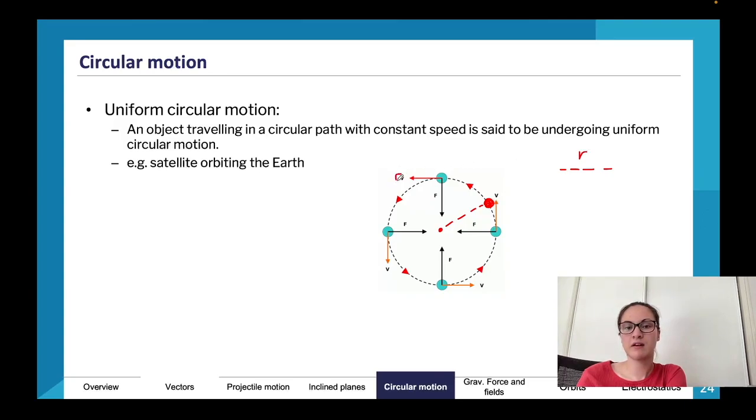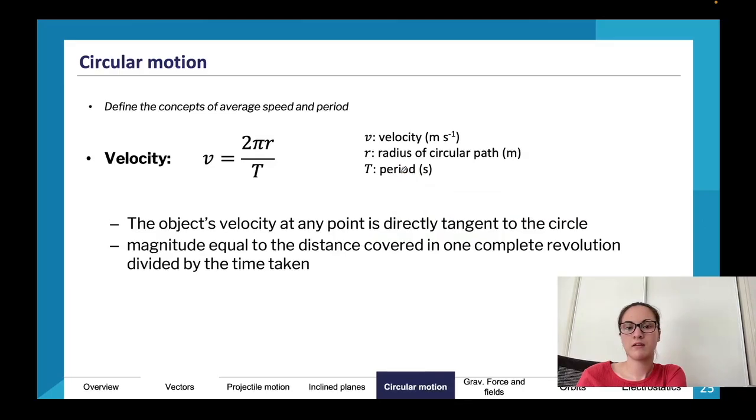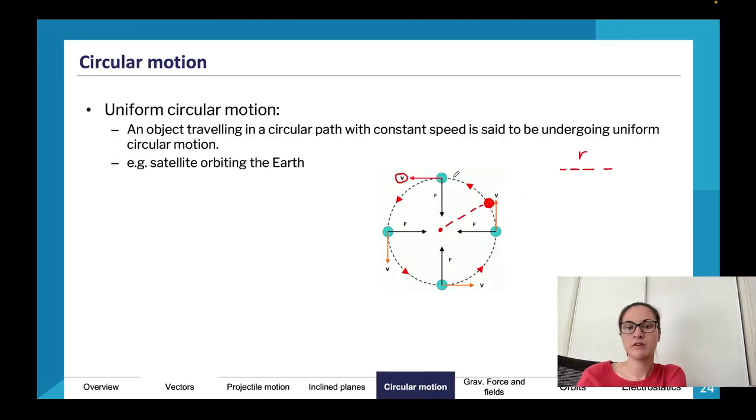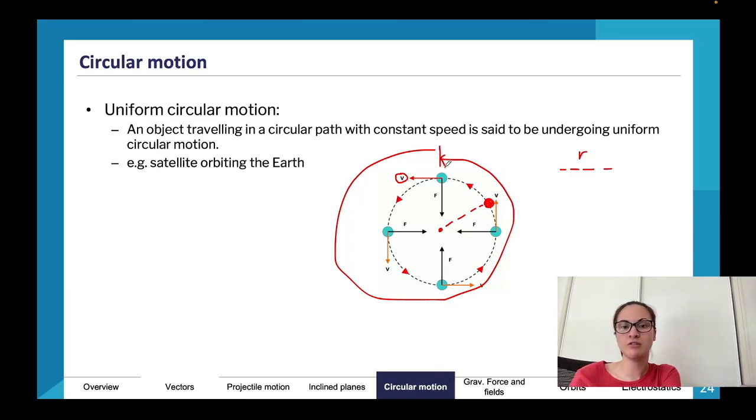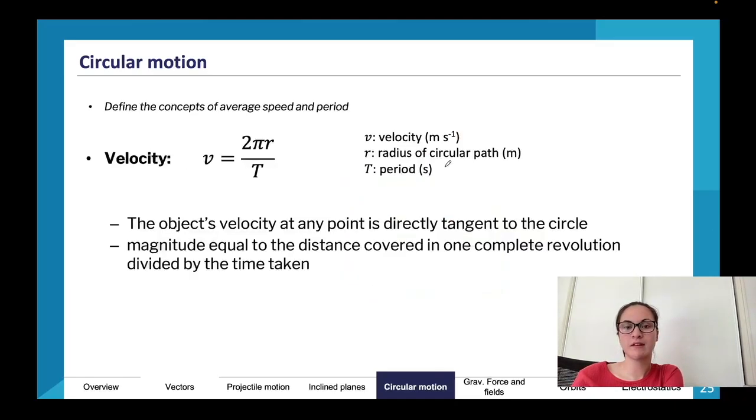Obviously you've got the velocity there, and then you've got the period, the time to do one rotation. So it's like to go from here all the way around back to that. That was such a bad drawing, but you get the idea. To do one revolution, to do one rotation, it takes so many seconds. So the object's velocity at any point is directly tangent to the circle. Okay, so the magnitude is equal to the distance covered in one complete revolution divided by the time taken.